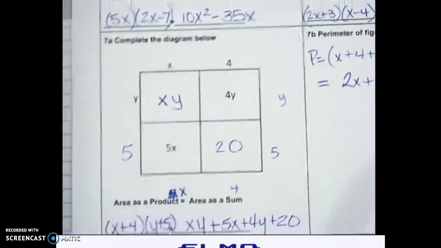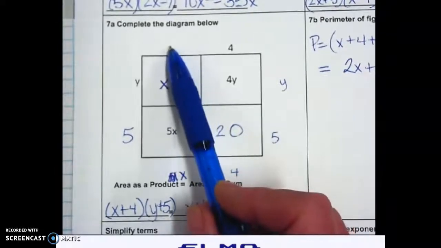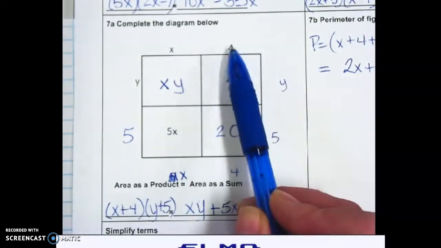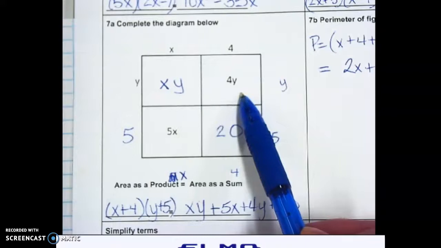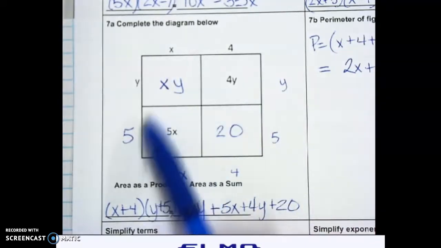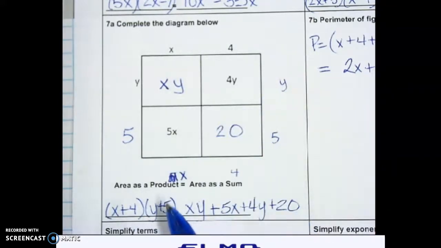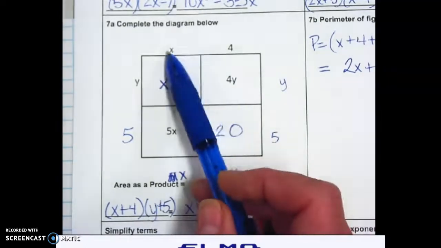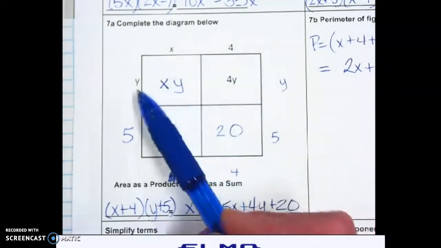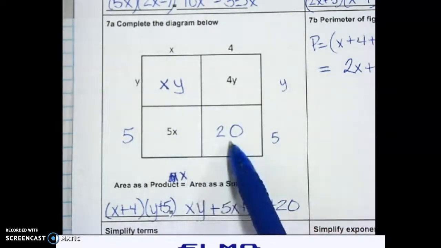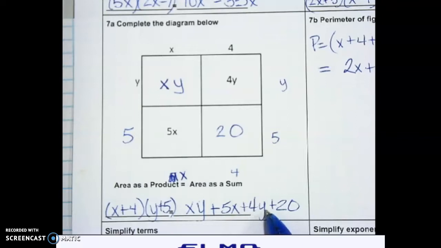Box 7a says complete the diagram below. So in this box, I had an x and a y, multiplied them together, got xy. This box was 4y. I knew that is correct because 4 times y is 4y. For this box, 5 times an x, got 5x, and 4 times 5 is 20. So the area as a product, I just took the top, the x plus the 4, and the side, the y plus the 5, right here. And then for the area of the sum, I combined any like terms, which there weren't any. So I have xy plus 5x plus 4y plus 20.